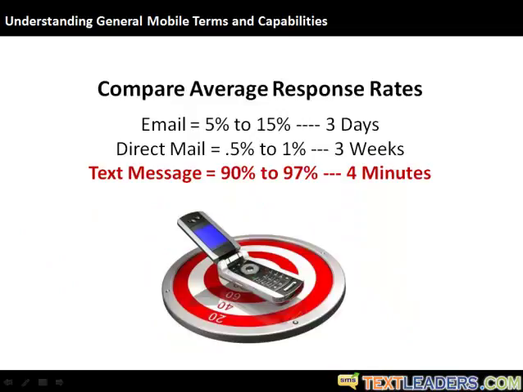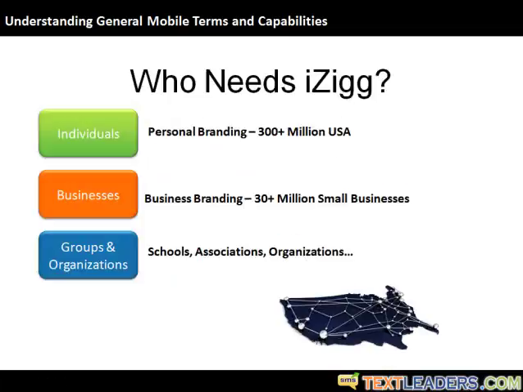And really the rules of promotion have changed, and this is why, because email marketing just doesn't work anymore. It takes an average of 3 days to get one open. Only 5 to 15% are getting through. Direct mail is even worse, less than a 1% response rate. It takes at least 3 weeks to get the message to your audience, and text message is almost instantaneous with a response rate that is just through the roof when compared to the others. So really, this is why this is the future.